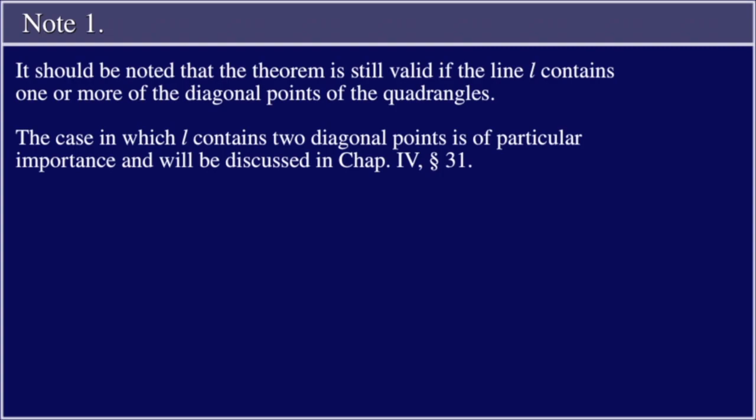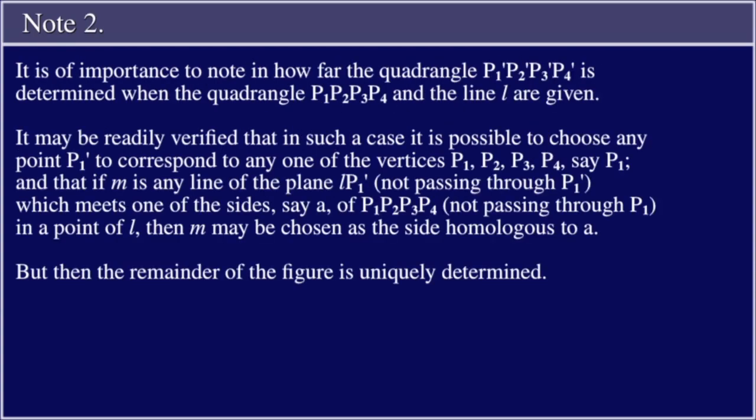Note 1. It should be noted that the theorem is still valid if the line L contains one or more of the diagonal points of the quadrangles. The case in which L contains 2 diagonal points is of particular importance and will be discussed in Chapter 4, Section 31.